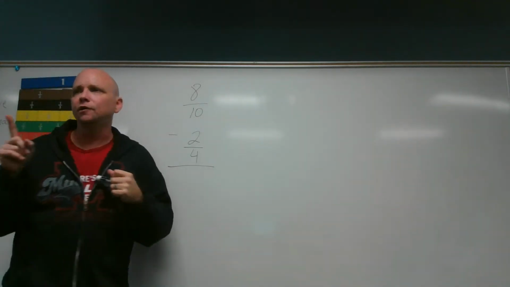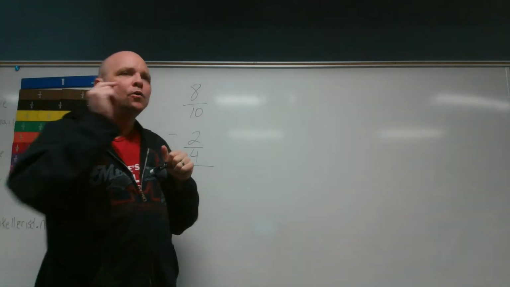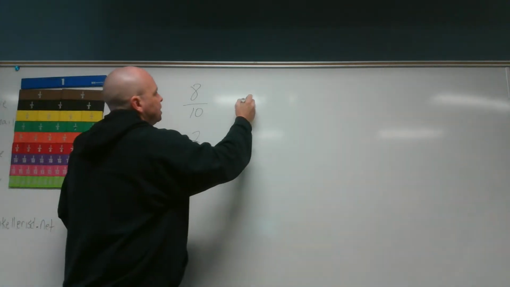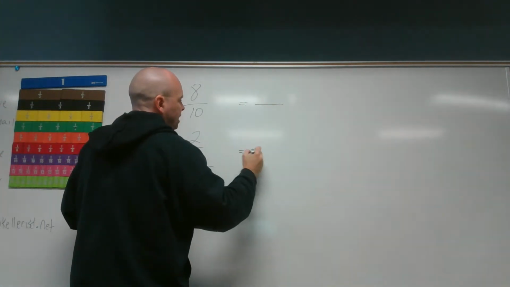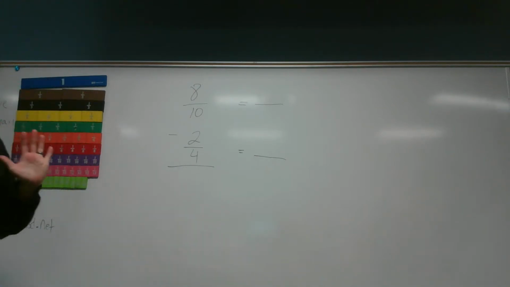You want to write them vertically. That is an excellent question, Maribel. We want to write them vertically because we have to change these so that they have a common denominator, the same denominator, without changing the value. 40. Okay? 40. Let's check.